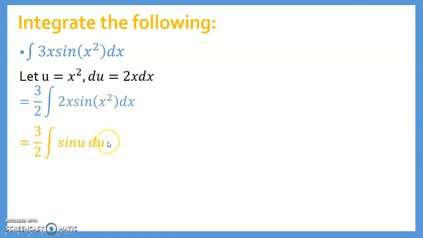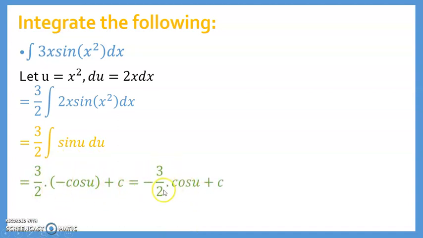So now you have the integral of sine u, which is very simple. You'll get 3 over 2 times minus cosine u, which is the integral of sine u, plus c. Now just take the minus outside, so it'll be minus 3 over 2 cosine u plus c. Again, don't forget to replace u by its substitution, which is x squared. So you get minus 3 over 2 cosine x squared plus c.